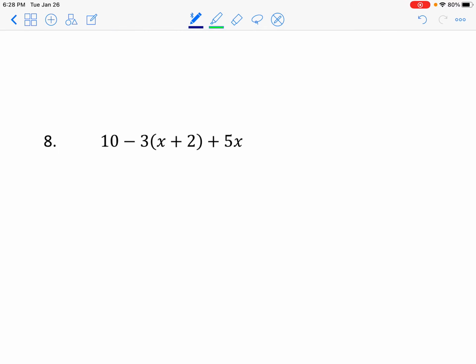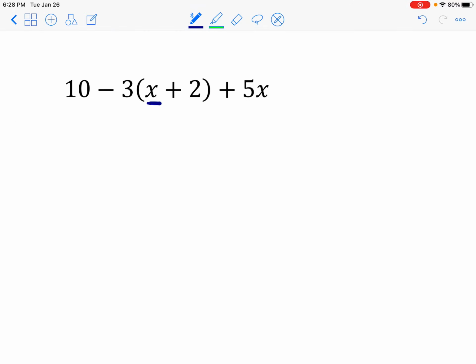Okay? All right, last one. So again, can't do anything inside these parentheses since those are not like terms. So I'm going to go to my multiplication. So 10 is going to come down. There might be some temptation to subtract here, but multiply has to happen first. So 10 comes down. Negative 3 times x makes a negative 3x. Negative 3 times 2 makes a negative 6.